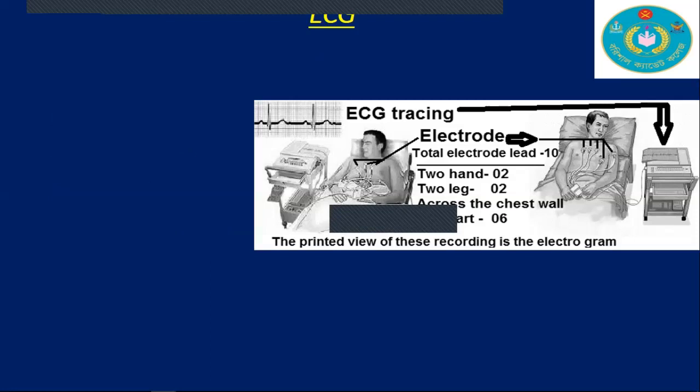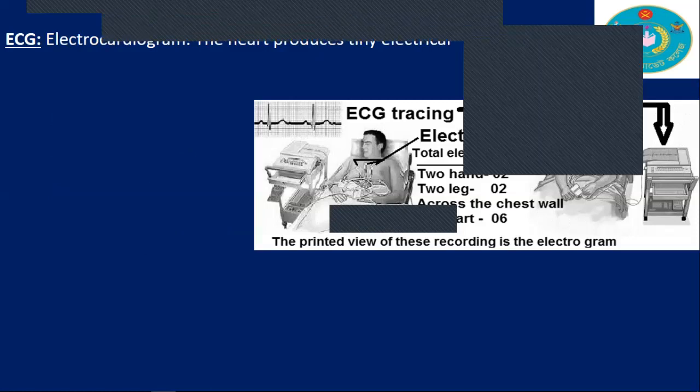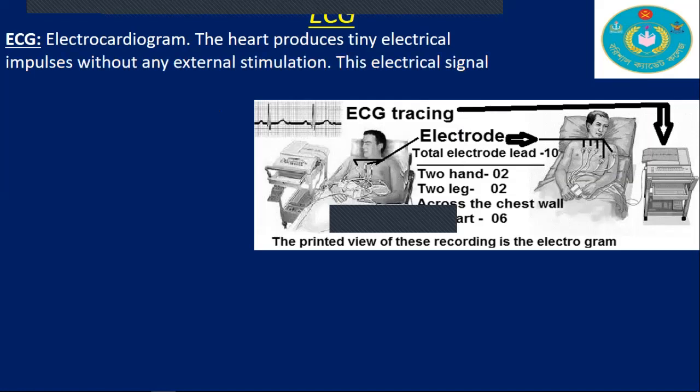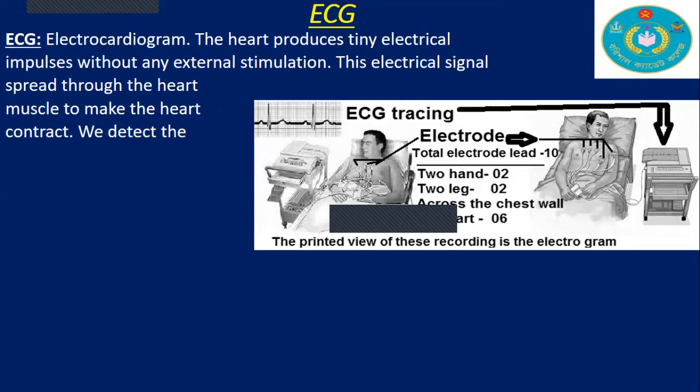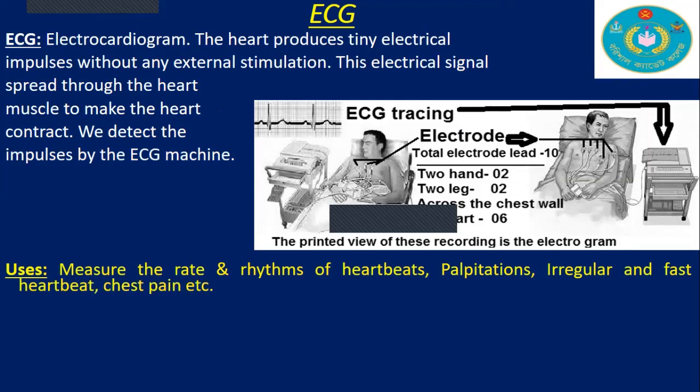And this is the process for ECG. We use 10 electrodes to get 12 signals, and from these 12 signals we detect the impulse, and we create an image in the form of an ECG. ECGs are used to measure the rate and rhythm of the heartbeat, palpitations, irregular and fast heartbeat, chest pain, etc.